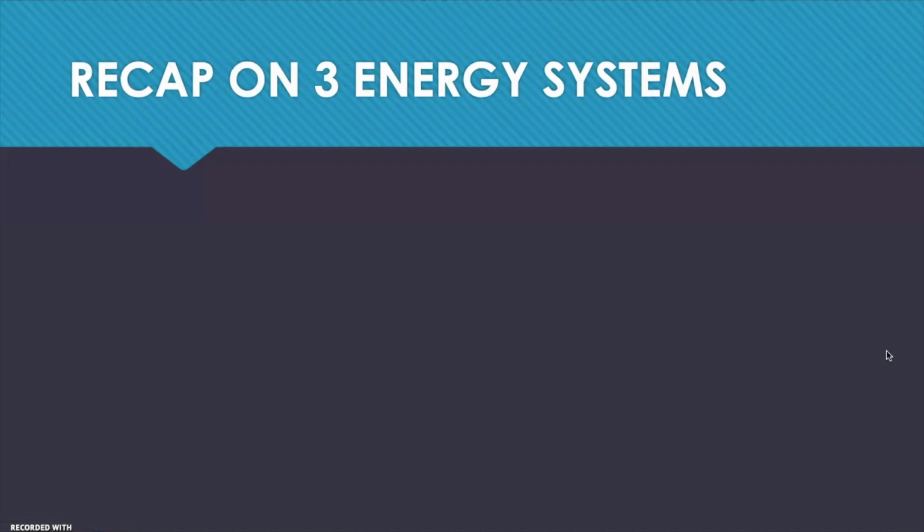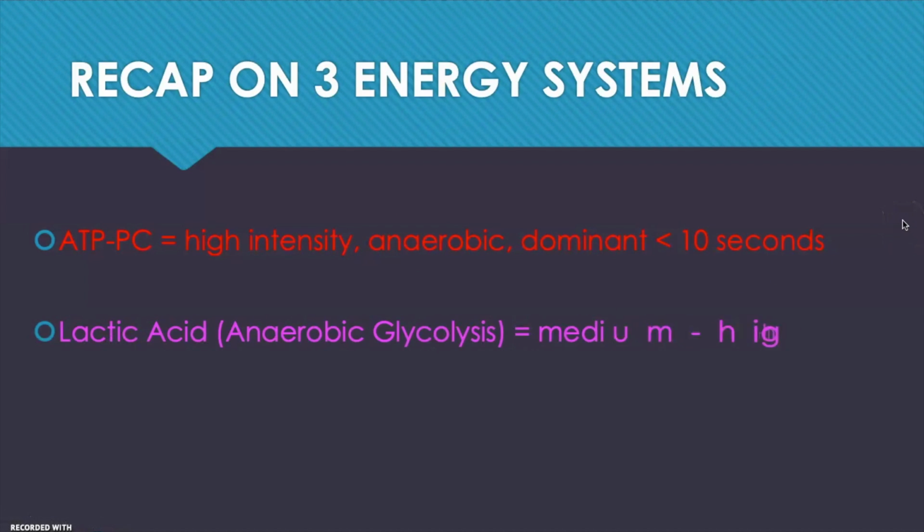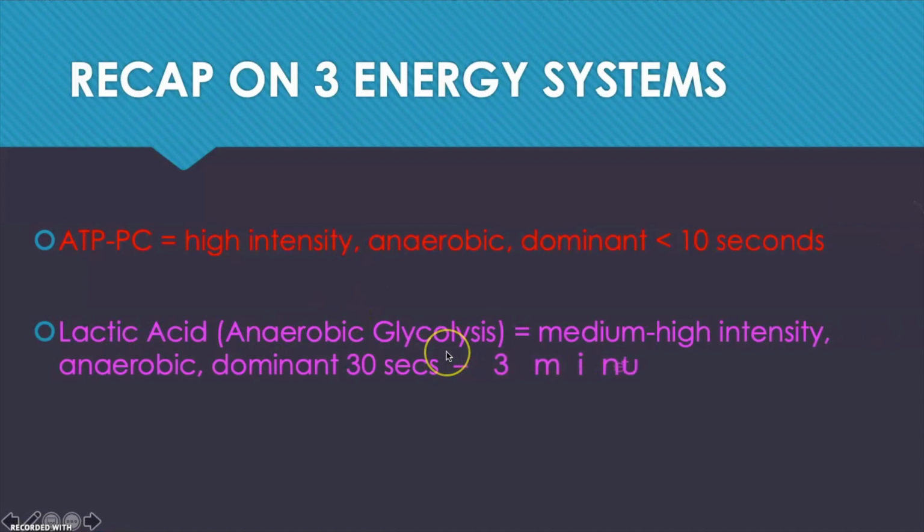So let's recap the three energy systems. First, we have the ATP-PC system. This is our high intensity system. It is anaerobic, meaning it does not use oxygen, and it is dominant for the first 10 seconds of exercise. Secondly, we have our lactic acid system, also known as anaerobic glycolysis system. This is for medium to high intensity exercise. It is also anaerobic and is dominant from approximately 30 seconds to 3 minutes, depending on intensity.